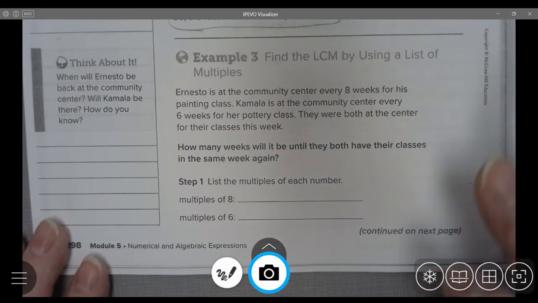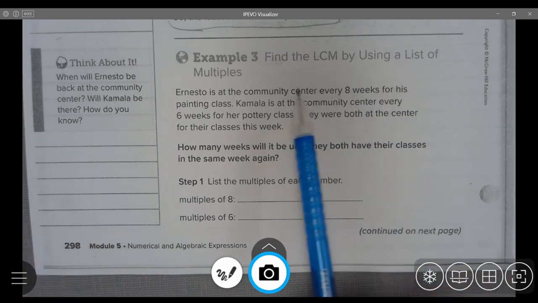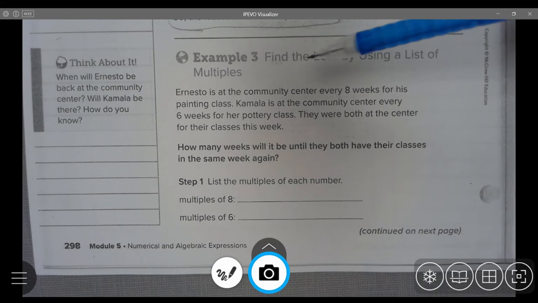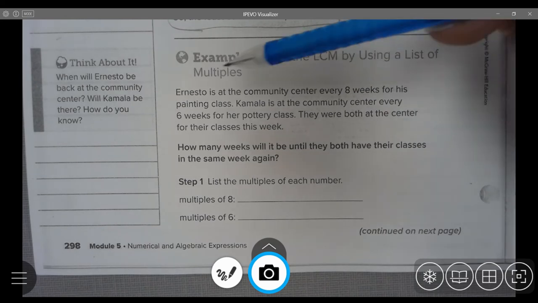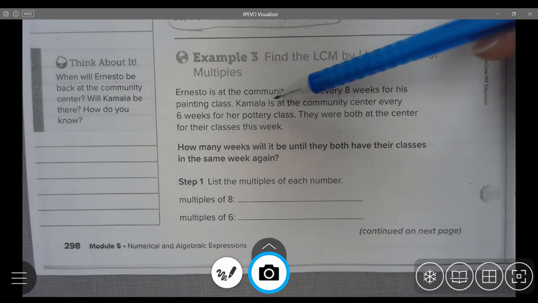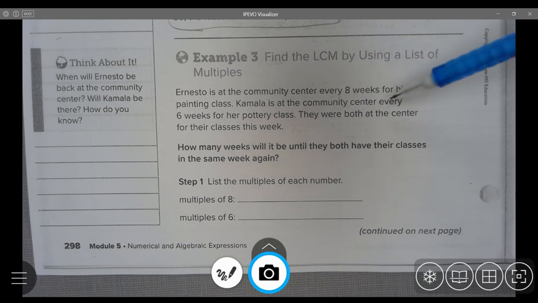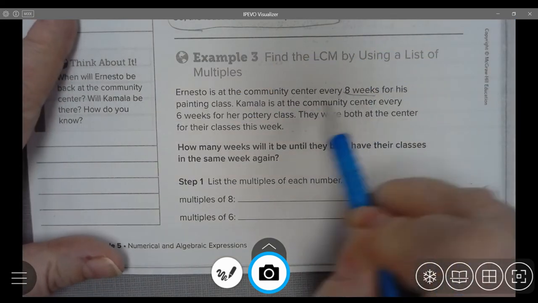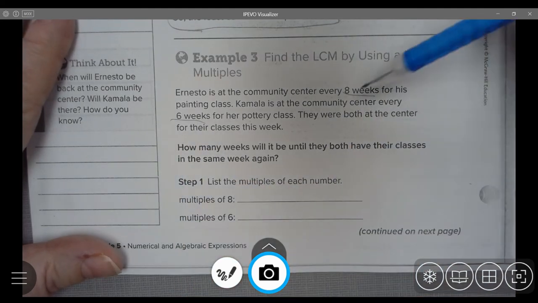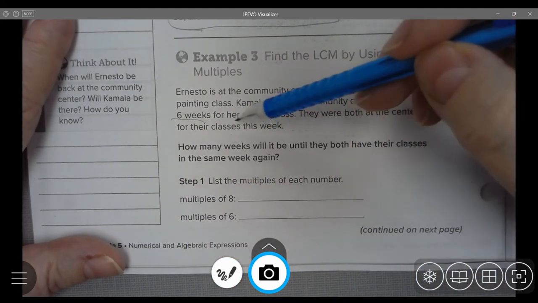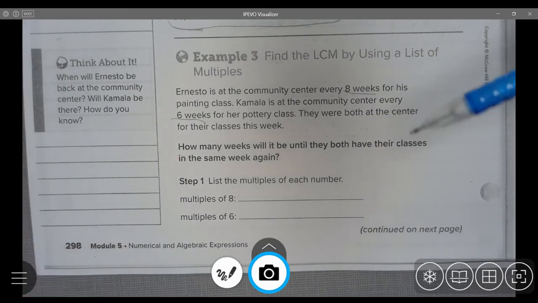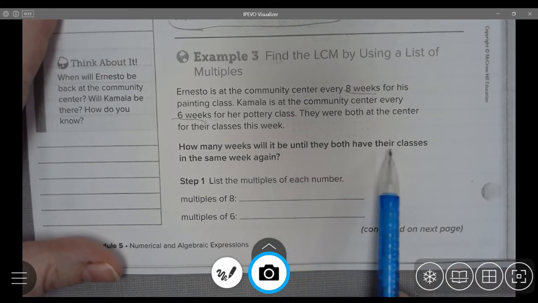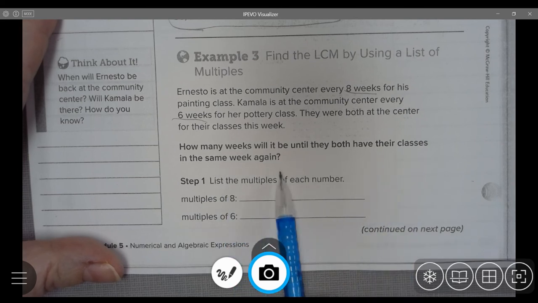Example 3. Find the least common multiple by using a list of multiples. Ernesto is at a community center every 8 weeks for his painting class. Camilla is at the community center every 6 weeks for her pottery class. They are both at the center for their classes this week. How many weeks will it be until both have their classes in the same week again?